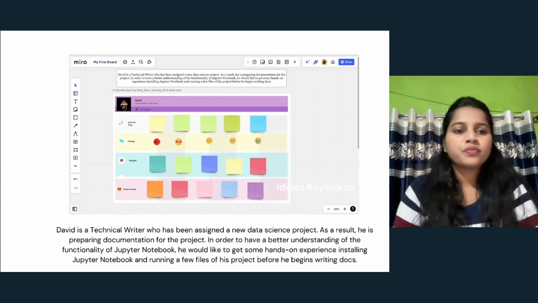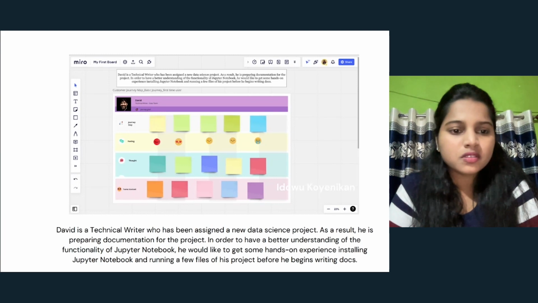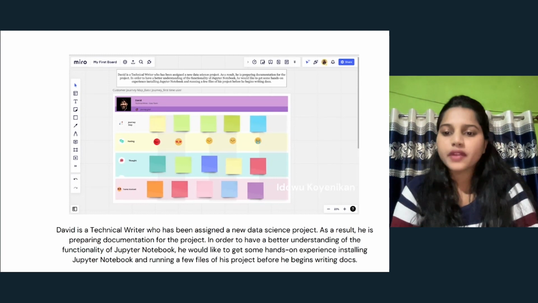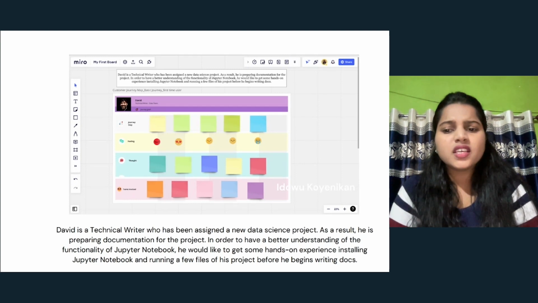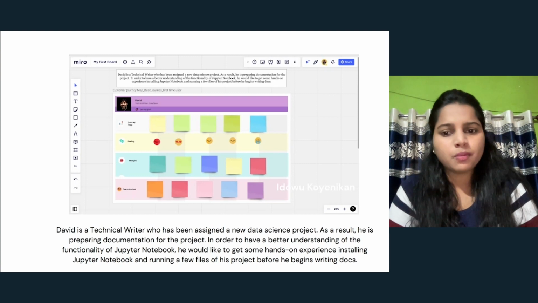So here we have a person, David, who is a technical writer, and he has been assigned a new project which is related to data science. Hence, he is preparing documentation for the project.